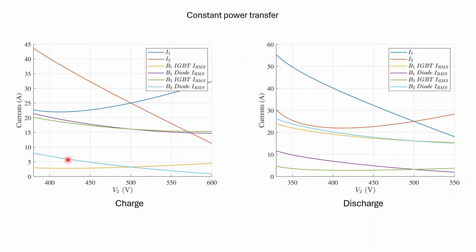Please note that the B2 diode and B1 IGBT current is much lower than these other two devices when the battery charges. On the other hand, it's much higher than the other two devices when the battery is discharging.